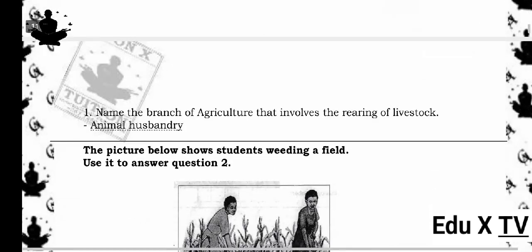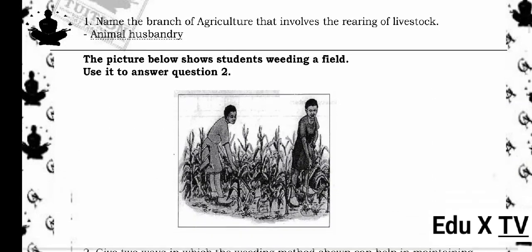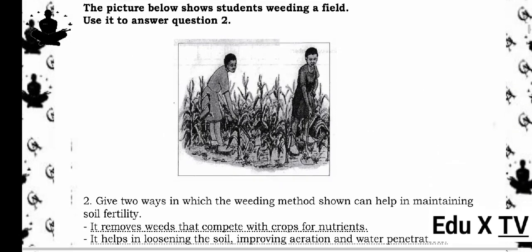1. Name the branch of agriculture that involves the rearing of livestock. Animal husbandry. The picture below shows students weeding a field. Use it to answer question 2. 2. Give 2 ways in which the weeding method shown can help in maintaining soil fertility.